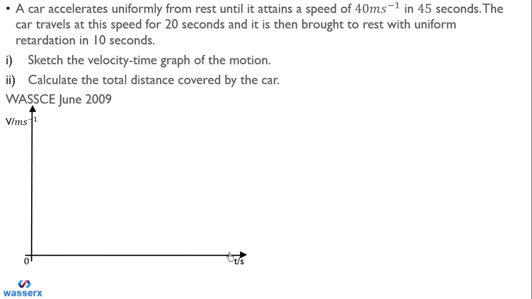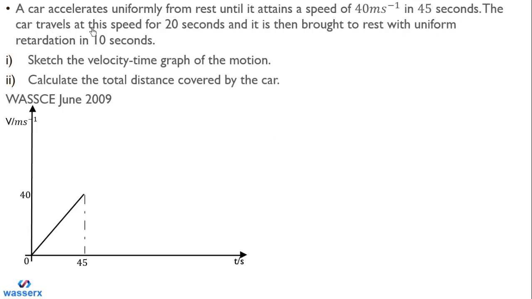So this is the velocity against time axis, and because we were told that the car accelerates uniformly from rest, we start from 0 meters per second up to 40 meters per second. So this is how it will look like. The final velocity for the first journey is 40 meters per second, for 45 seconds. So this is the 45 seconds.